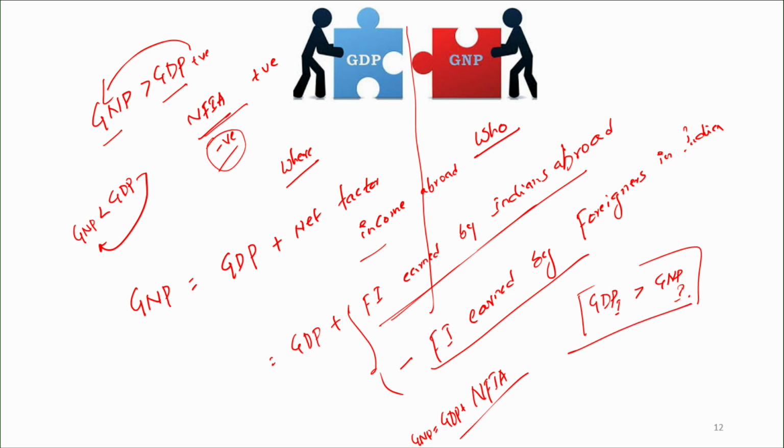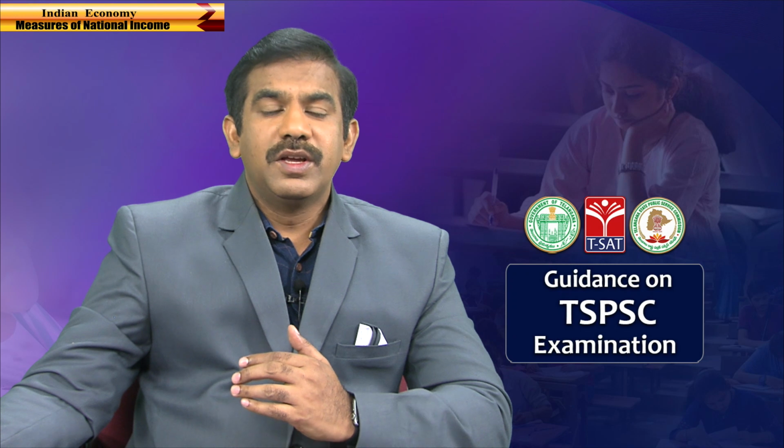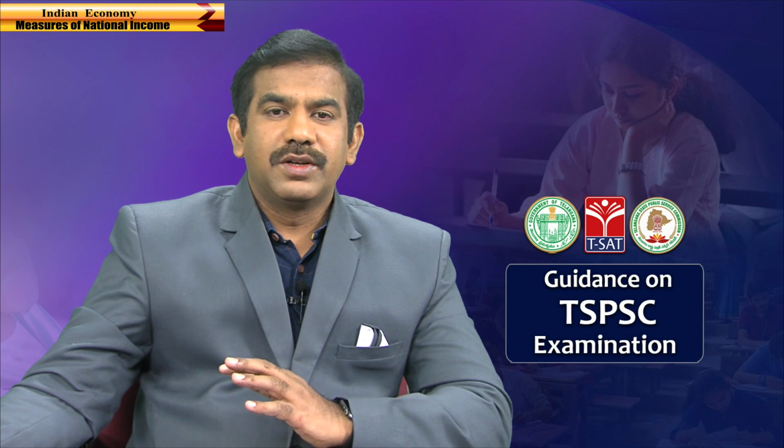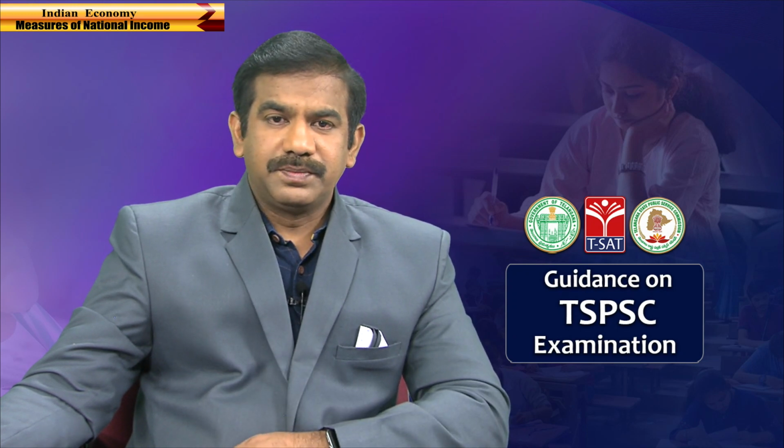So I hope you understand the difference between GDP and GNP. GDP emphasizes all the goods and services produced not only by my people, but by anyone in my country. GNP emphasizes the value of final goods and services produced by my people in any part of the territory, it could be any part of the world. That's what's part of my GNP.